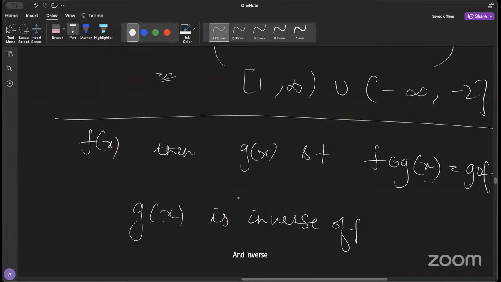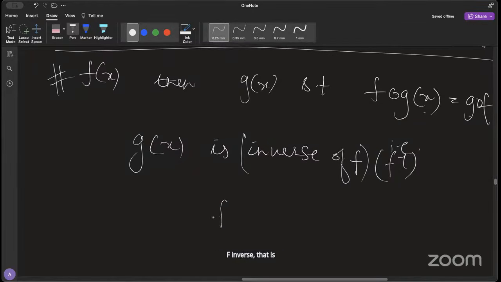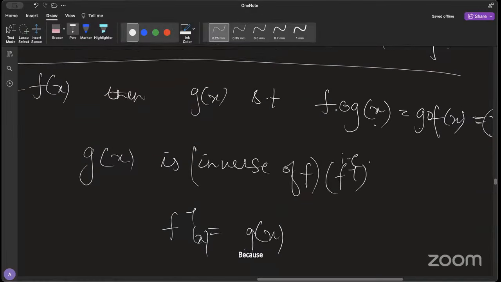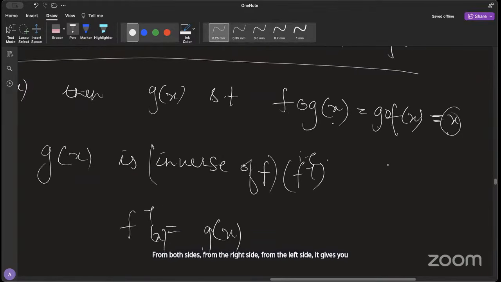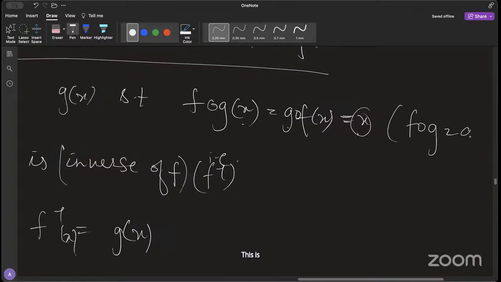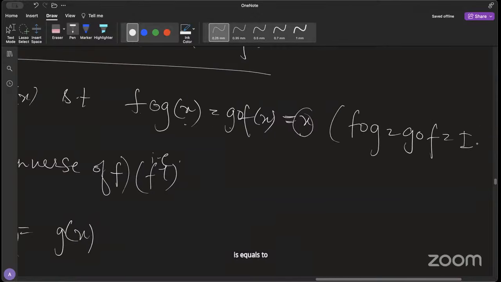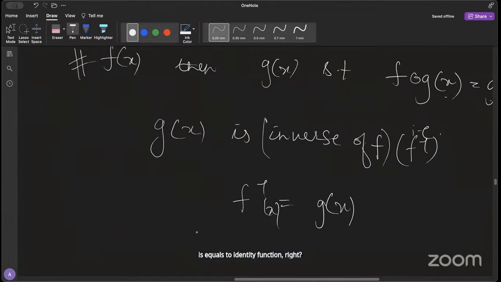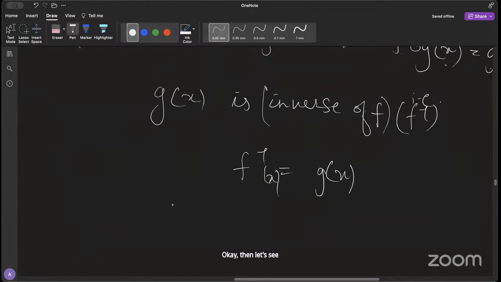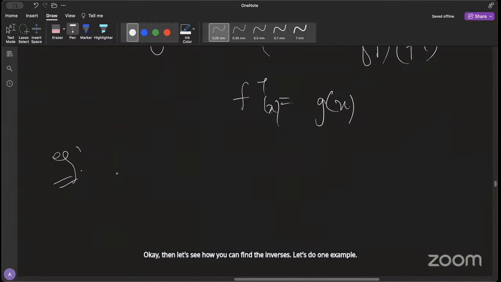And the inverse of f is denoted by f inverse. So we can say that f inverse is g(x). Because g, when operated with f from both sides, from the right side and from the left side, gives you the identity function. This is f∘g equals g∘f equals the identity function, right? Okay, then let's see how you can find the inverses. Let's do one example on how to find an inverse. And before that, let's see when an inverse exists.